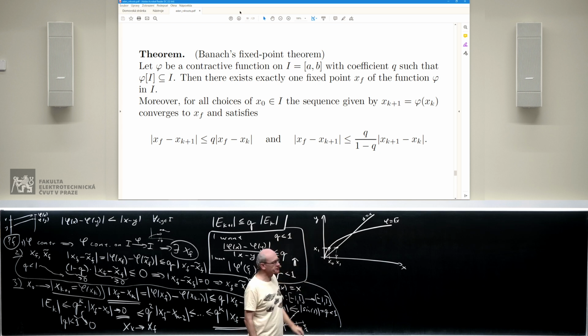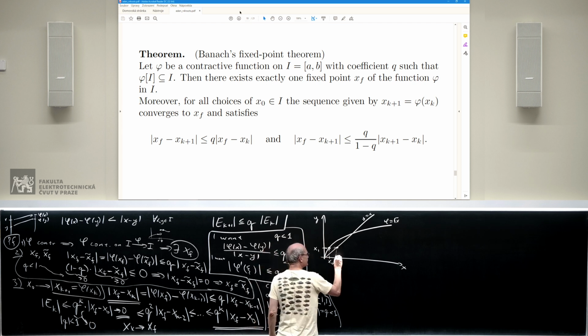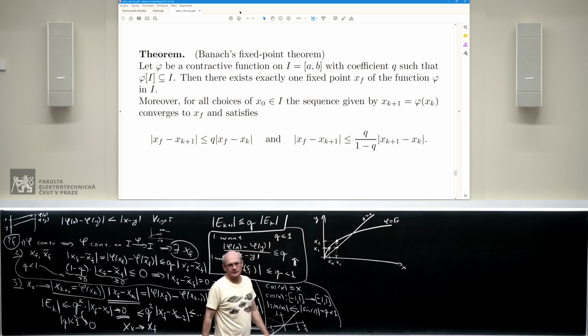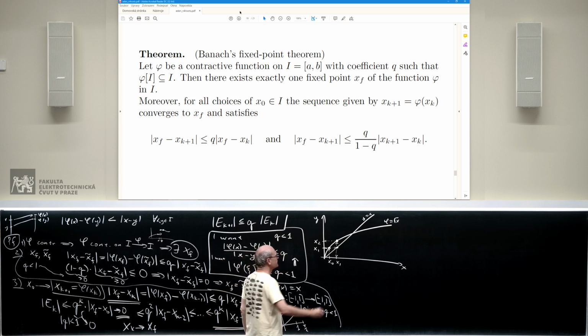Okay, we're sitting here. What do we do next? We have to substitute x1 into phi. So we go up again, all the way to the graph, and then we go left, and we get x2. But then we have to transform x2 to the x-axis.